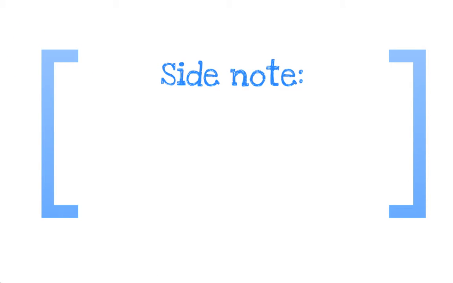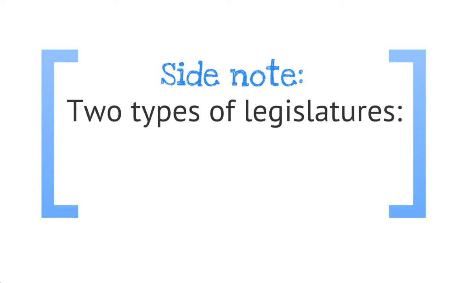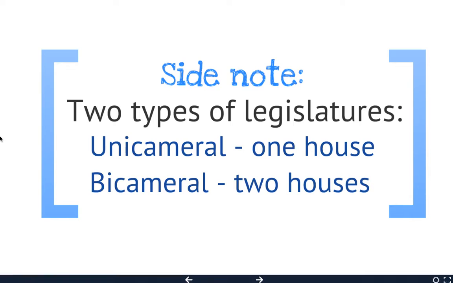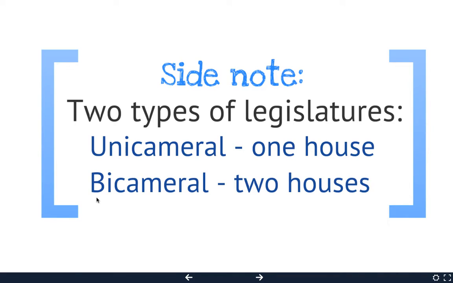Now, let's do a little side note over here. There's two types of legislators. England has a bicameral legislator, and a bicameral legislator means that it is two houses. Bi means two, like if you have a bicycle, you have two wheels. A unicycle would have one wheel, just like a unicameral legislator has one house.